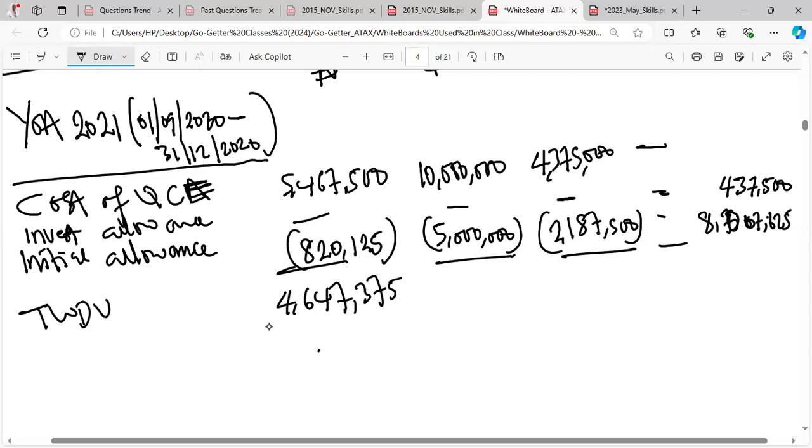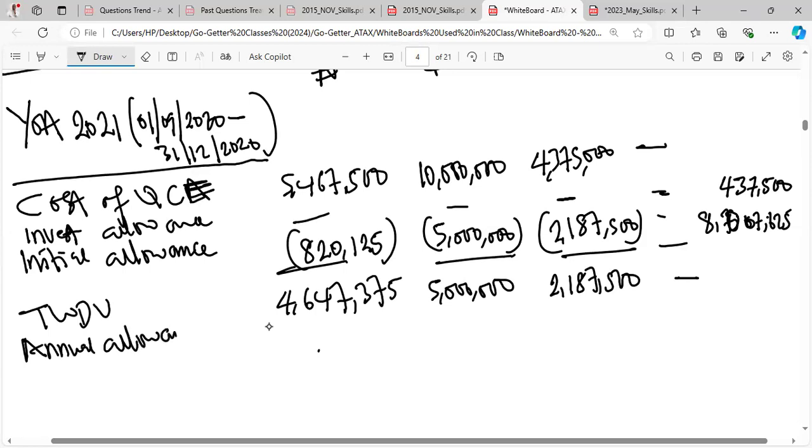First of all, this will give me 5 million, and this will give me 2,187,500. Then my annual allowance here, annual allowance, now that's where things get interesting.